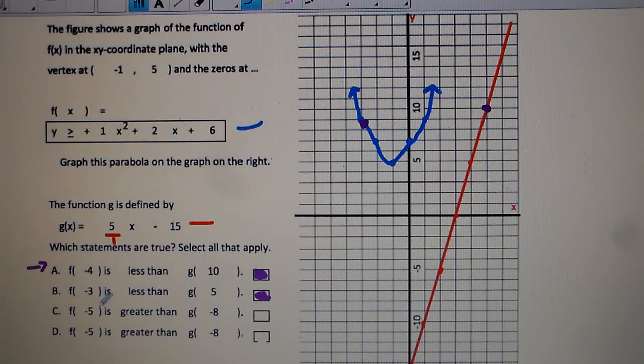Now we gotta say, is f of negative 5, which would be somewhere way up here, greater than g of negative 8? So g refers to the red line. We go to negative 8. Seems like that's going to be all the way down here. Even further, obviously. Is this purple dot higher than this one? You bet. So that is true.